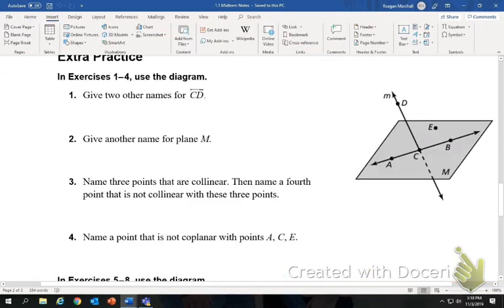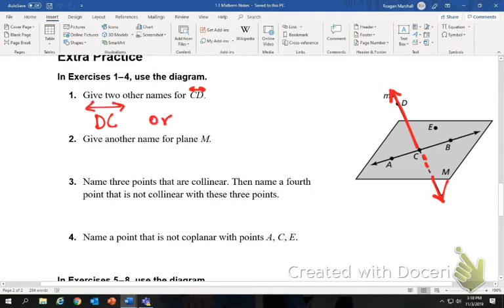Flipping to the next page, it says give 2 other names for line CD. Let's go ahead and highlight that. It'll be this line. Keep in mind the dotted lines mean that the line goes behind the plane. So we could say CD. I know it looks a little weird, but these are arrows. They're teeny tiny. So another way to name CD very easily is DC with your arrows above.